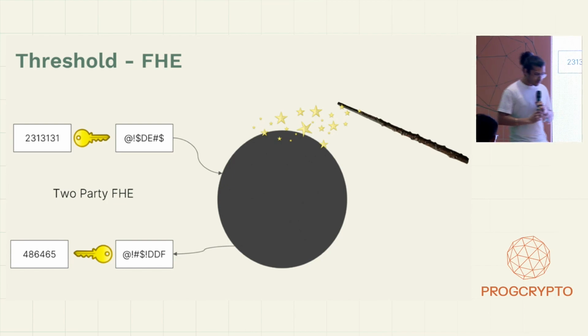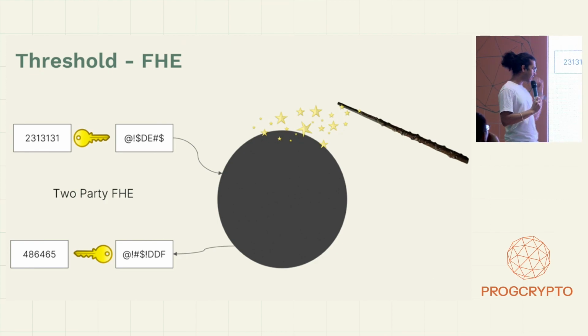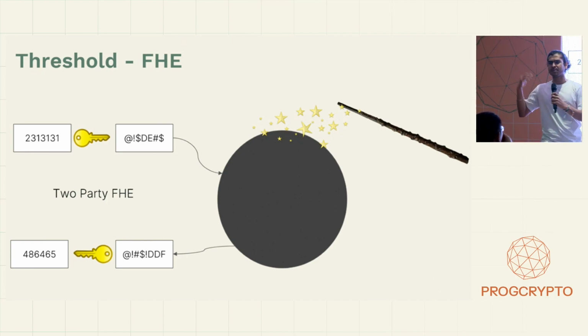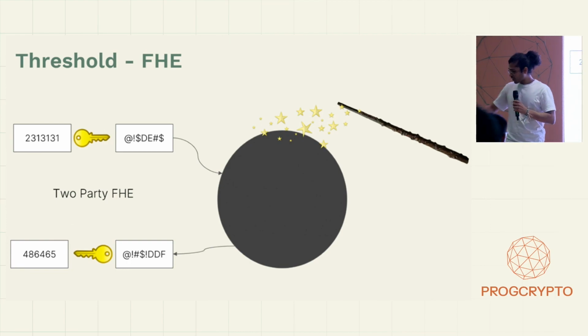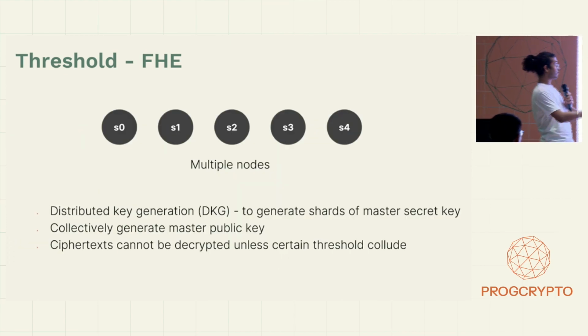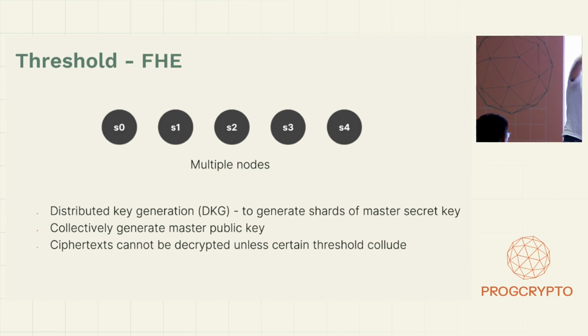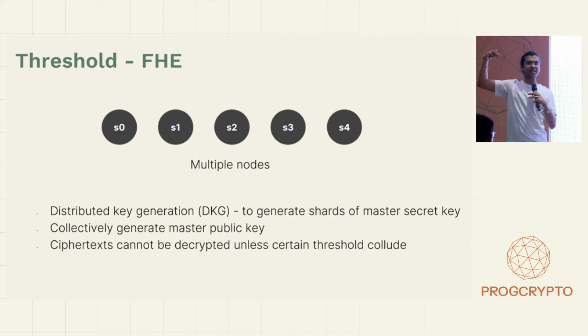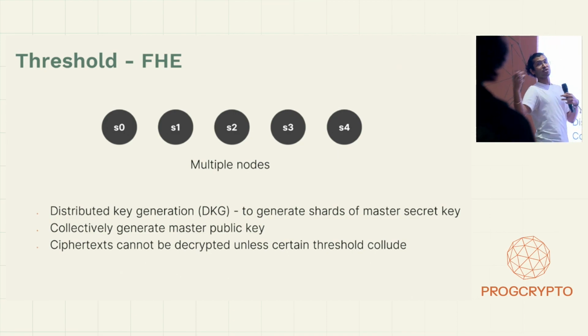In the general setting, the way FHE works is a two-party setting where you have a client and a server, and the client encrypts their data and gives it to the server. The server computes on top of that and gives you an output ciphertext, and you get it back. That's not interesting. What's interesting is threshold FHE, which we can use in a decentralized setting. And the setting is that you have multiple nodes, and they can perform something special that we usually refer to as distributed key generation.